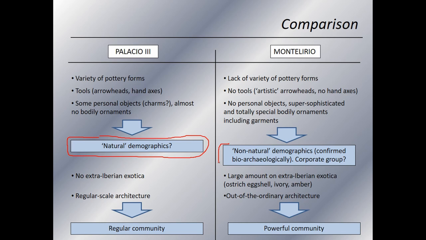We do have the benefit of the anthropological report in this case, because the human remains were found. There is a non-natural group. In so far, this could be more like a corporate group. We have interpreted it as a possible group of priestesses. Finally, in Palacio III, there is no extra-Iberian exotica, and the architecture is, of course, of a regular or small scale, which suggests, again, a regular community. At Montelirio, on the other hand, there is a large amount of extra-Iberian exotica, ostrich eggshell, ivory, amber, and a totally out of the ordinary architecture. All this suggests a powerful community.